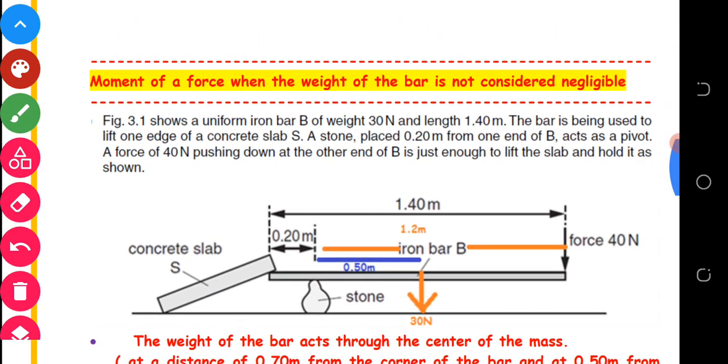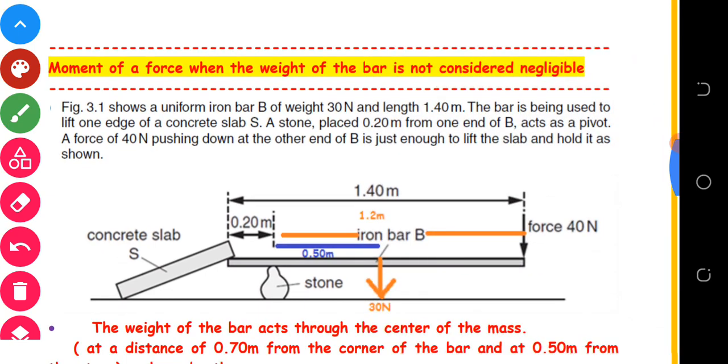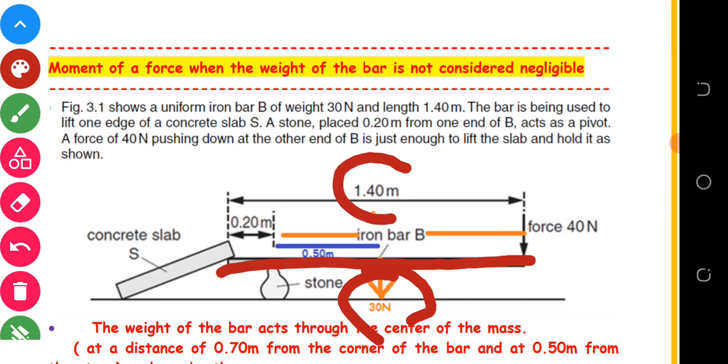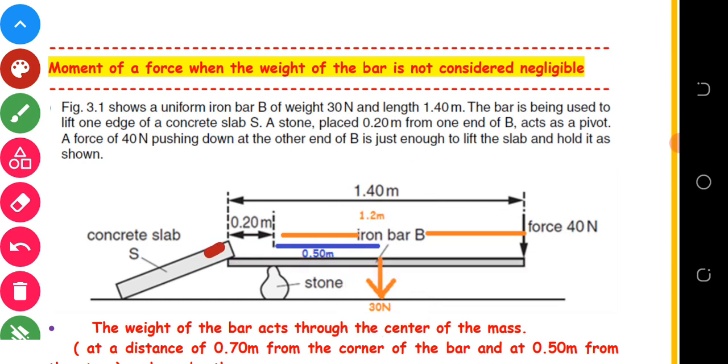It says figure 3.1 shows a uniform iron bar. So this is our uniform iron bar. It has a weight of 30 newtons. We can see the weight has been shown there. It's 30 newtons, and it has a length of 1.4 meters. The bar is being used to lift one edge of a concrete slab. This is our concrete slab.